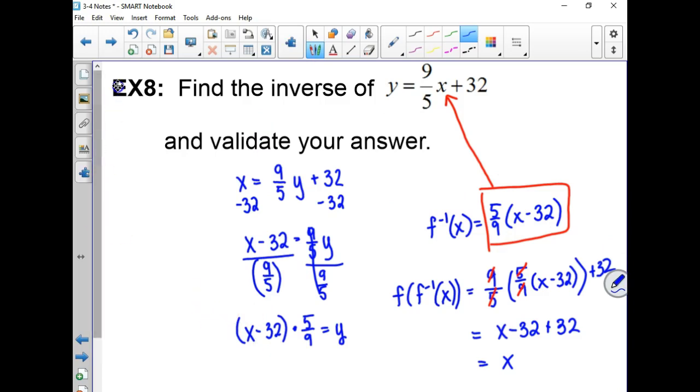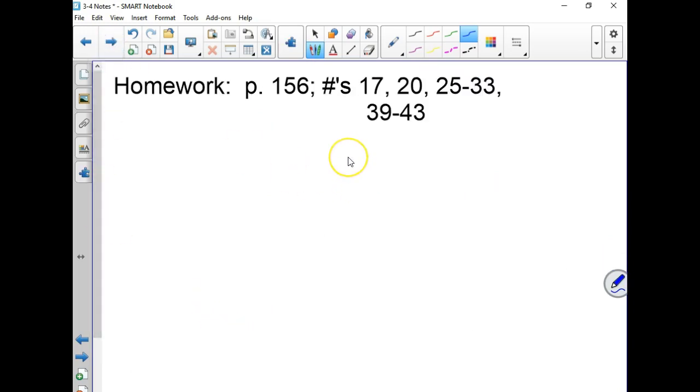All right, so your assignment for tonight is going to be from your book this time. It's going to be page 156. And you'll have these numbers right here, except I do not want you to do number 30. You have to complete the square for number 30, and we are not ready to do that yet. So skip number 30, but the rest of them here you should be able to do.